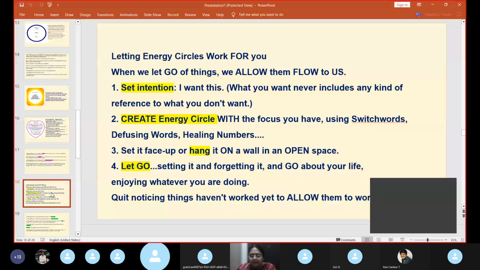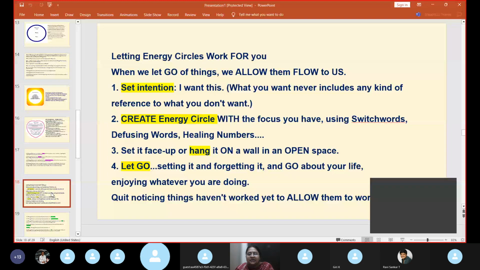I have made the EC, why is it not happening? It will never happen, because you are continuously sending different signals to the universe with your rumination. So quit thinking about the EC, quit expecting the results. Just be yourself and live your life after setting up the EC, and you will find that within a few days you get the results.